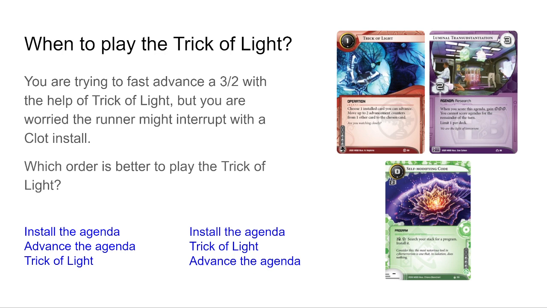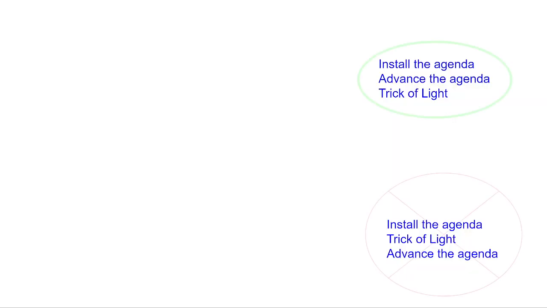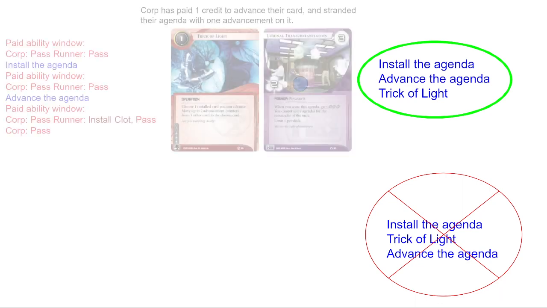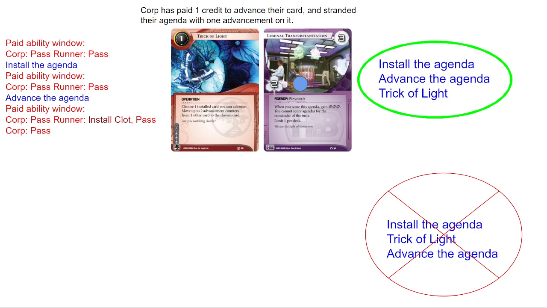And the answer is that it's superior to install the agenda, advance the agenda, and Trick of Light, as opposed to the other way around. The reason why is because if the runner has the Clot, that's what you were hoping they didn't have, but if they do, if you do it the first way, you've installed the agenda, you've advanced the agenda, you get one more click to do something, and you've used a credit, you've installed the agenda, you're a little sad about that, and that's what you've lost from that play.